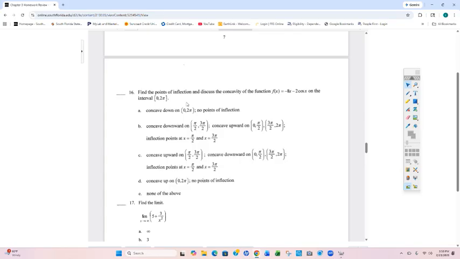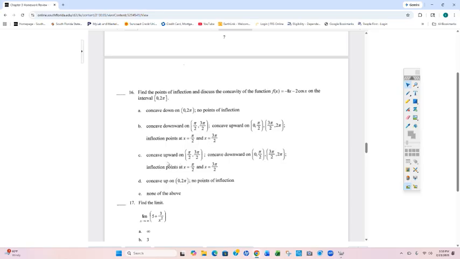16, find all the points of inflection and discuss the concavity of the function f of x equals negative 8x minus 2 cosine x on the interval 0 to 2 pi. There are brackets around that. A, concave down on the interval 0 to 2 pi, no points of inflection. B, concave downward on the interval pi over 2, comma, 3 pi over 2. Concave upward on two intervals. The first one is 0, comma, pi over 2. The second one is 3 pi over 2, comma, 2 pi. Inflection points at x equals pi over 2 and x equals 3 pi over 2.